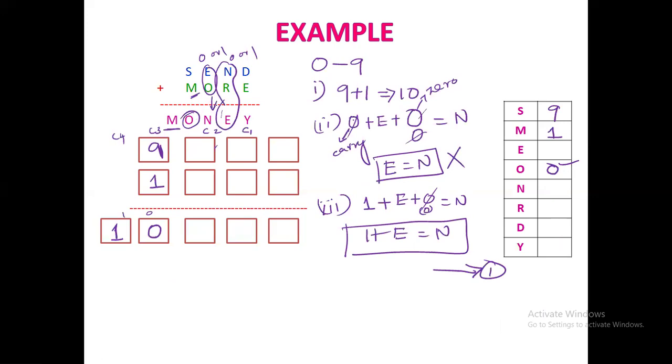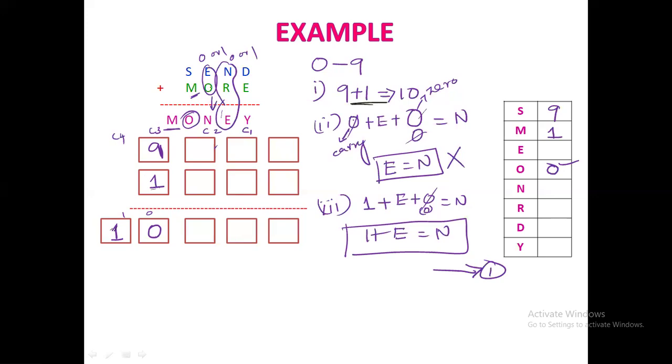So first, if you are adding these two, we are getting MONEY. And we have to put the boxes like this. First, M: only one carry should be present. If you are adding 1 and 0, here it will come as 1, 0. If the M value is 1, this M value transfers over here. So what value do we have to add for getting 1, 0? 9 plus 1. So 9 plus 1, this is the first step we have to follow.